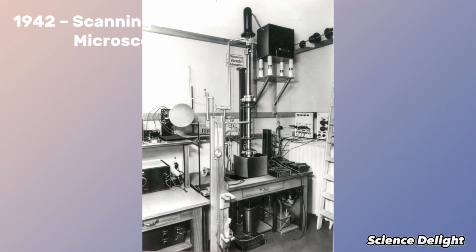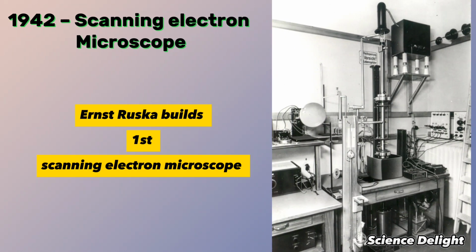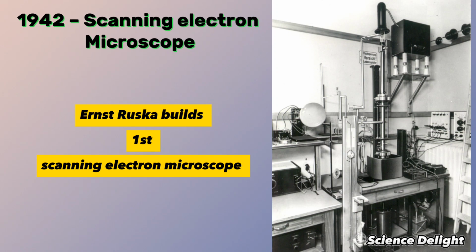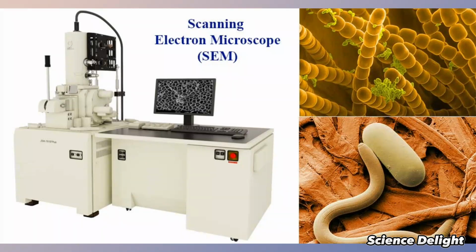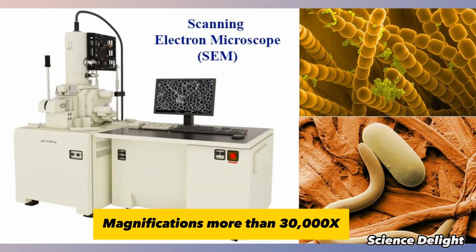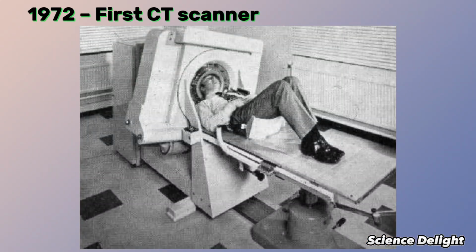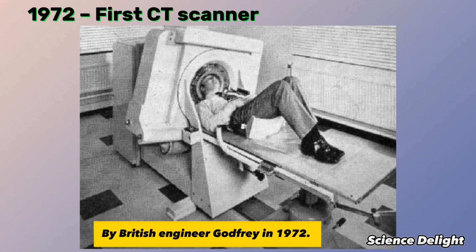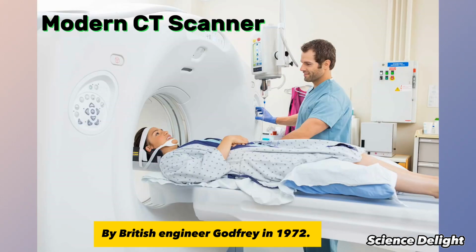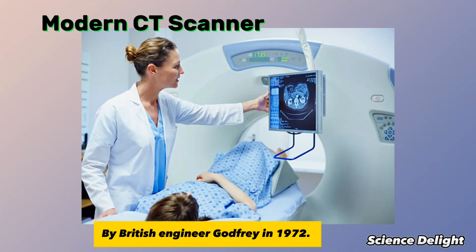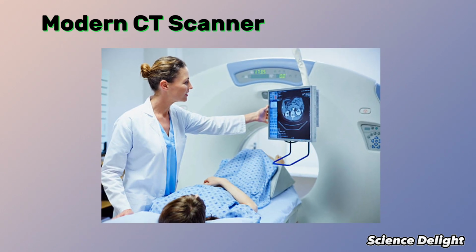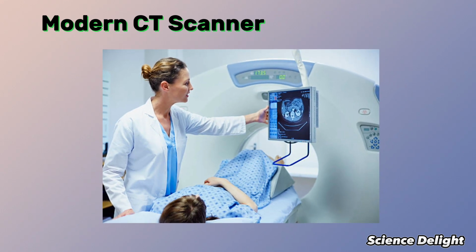1942, scanning electron microscope. Ernst Ruska builds the first scanning electron microscope. It can reach magnifications of more than 30,000x. 1972, first CT scanner, by British engineer Godfrey Hounsfield. This device combines many X-ray images and gives three-dimensional images of internal organs and structures.